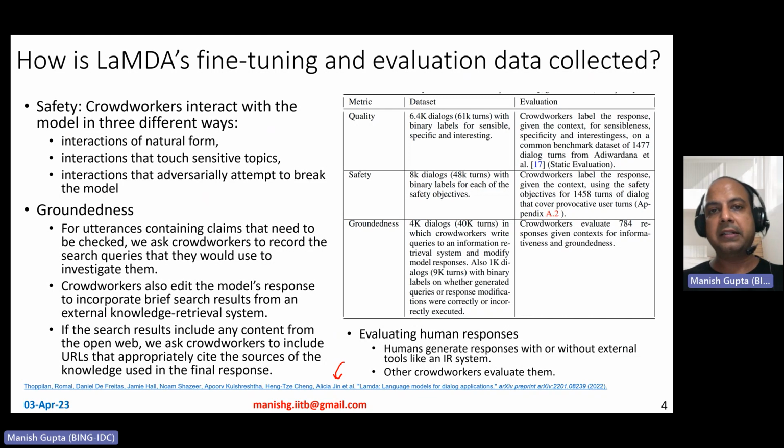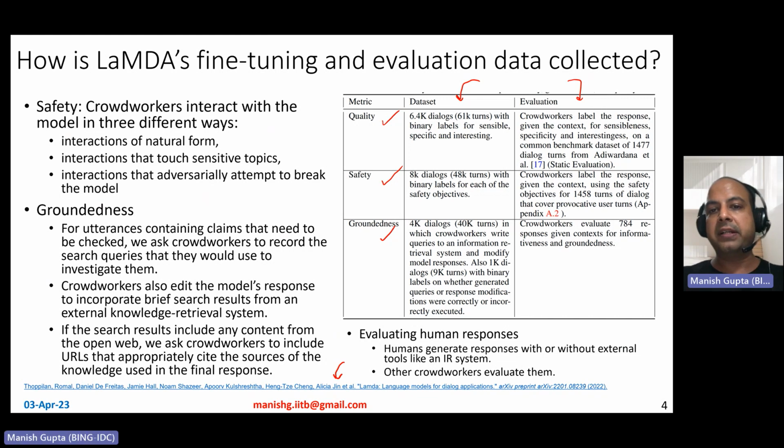And they also collect evaluation data to evaluate the model, both the pre-trained model and the fine-tuned models, against these different metrics: quality metric, safety metric, groundedness metric, helpfulness metric, and then finally also role consistency metric. Right? So the way this data set is collected is as follows. In fact, you collect data for safety, quality, groundedness separately. This data set is used for fine tuning, and the right column is actually used for evaluation.